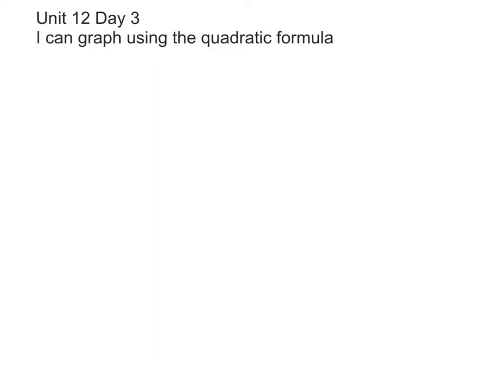I can graph using the quadratic formula. So obviously we need a reminder. X equals the opposite of b plus or minus the square root of b squared minus 4ac all over 2a. Okay, so we're just going to look at an example. Another one. This is a little bit different. It's not something to focus on, but I just want you to take a look at this.